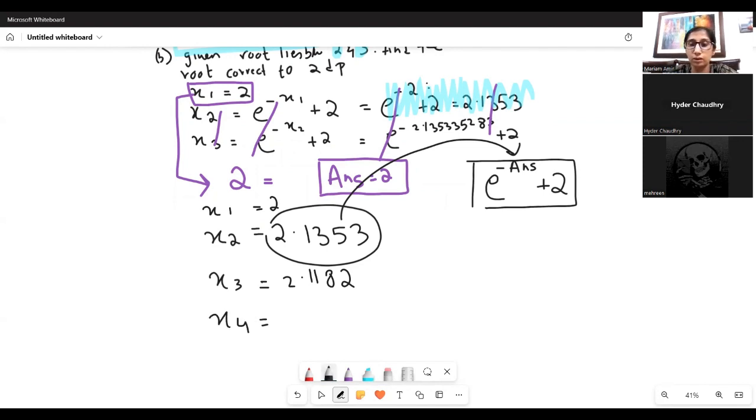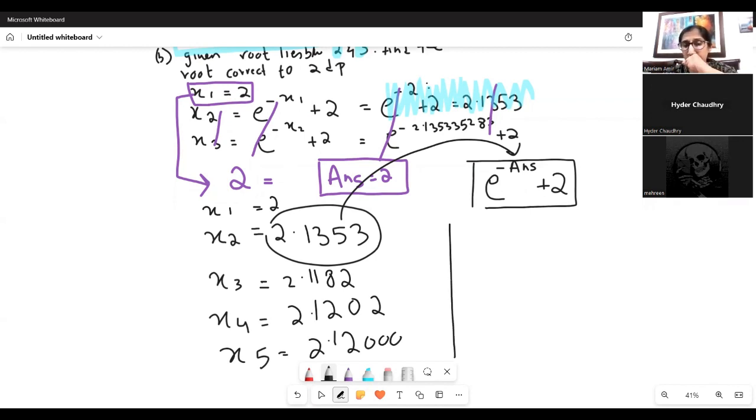x4 would be 2.1202. x5 would be, press equals to again, 2.12000. अब आपने 4-5 दिखानी होती है, उससे ज्यादा नहीं दिखानी होती. Now in your calculator you press equals to 4-5 times and you will see that the answer is stuck at 2.12. उससे ज्यादा change ही नहीं हो रहा. So that means this is your root. So root would be 2.12 correct to 2 decimal places. This is the root.